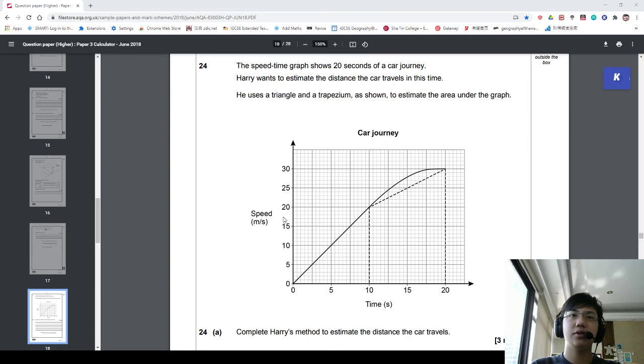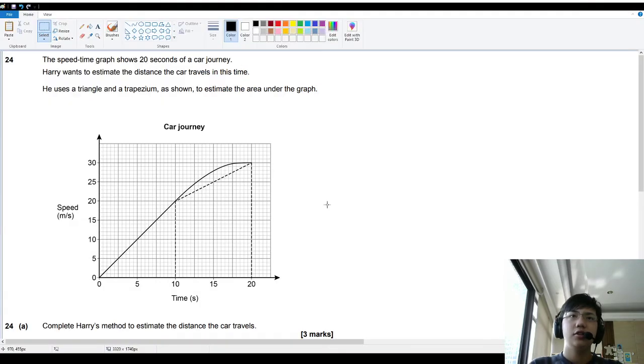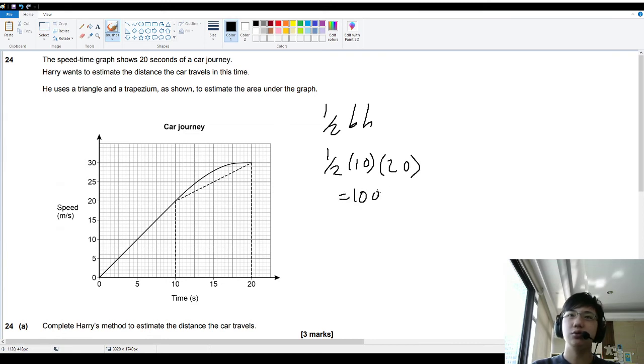So the speed time graph. We need to figure out the area of this triangle and this trapezium. To find the area of the triangle, we use 1/2 base times height, which is 1/2 times the base, which is 0 to 10, so 10, times the height, which is 20. So 1/2 times 10 times 20 equals 100. So 100 meters traveled by using the triangle area of this graph.